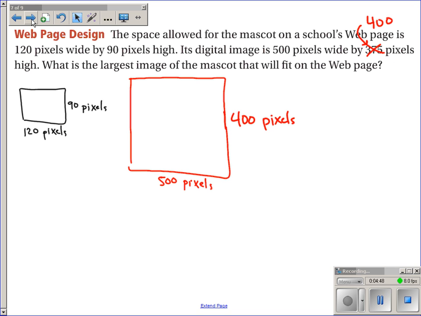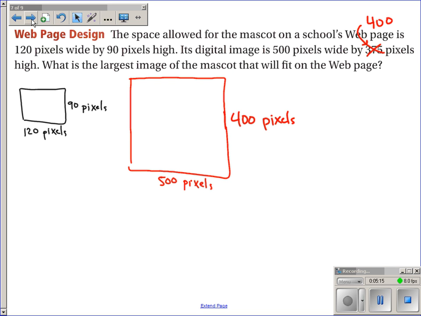Okay, here's a word problem, and there's some word problems in your practice problems. The question is, the space allowed for the mascot on a school's web page is 120 pixels wide by 90 pixels high. Its digital image is 500 pixels wide by 400 pixels high. I changed it so it's a little more interesting and more like the one you have to do. What is the largest image of the mascot that will fit on the web page?